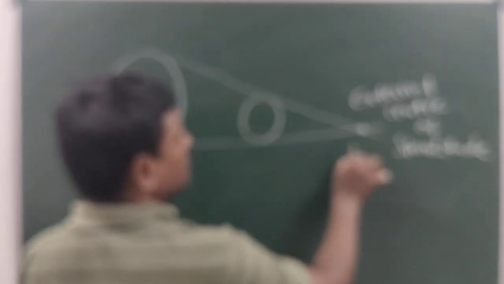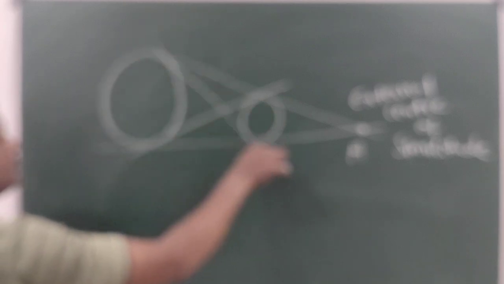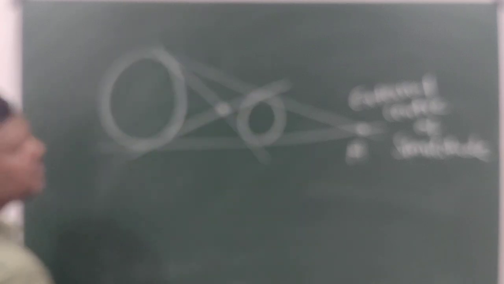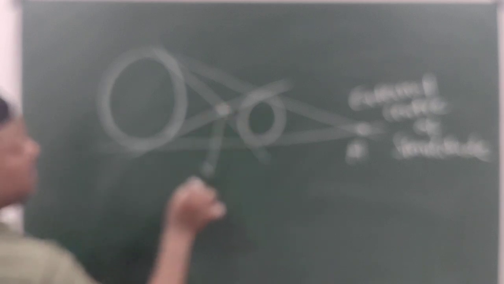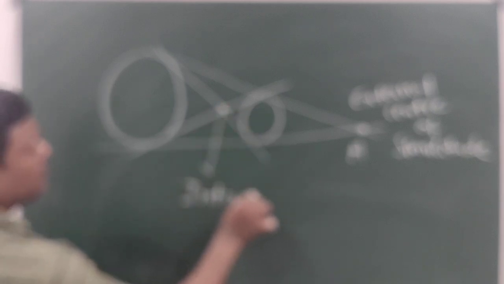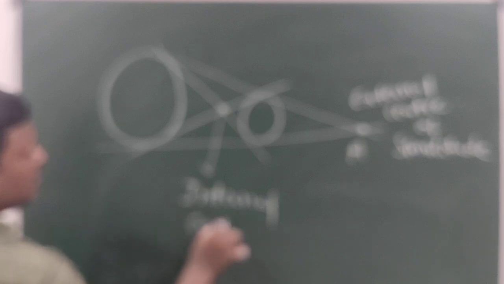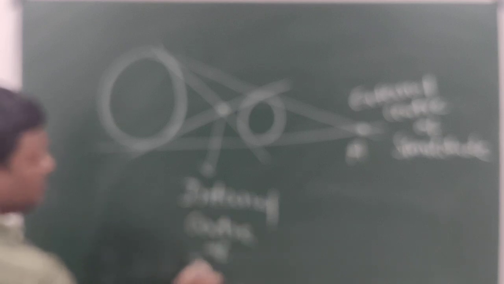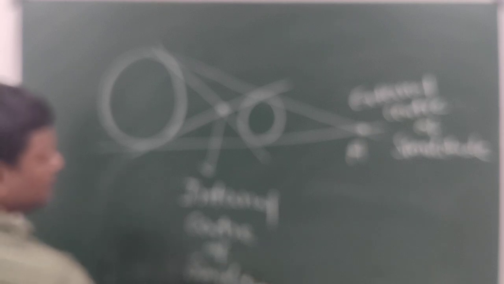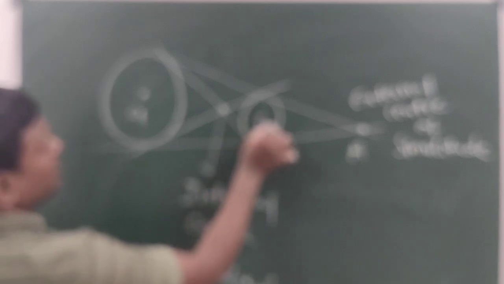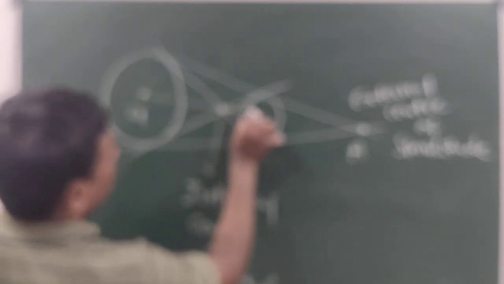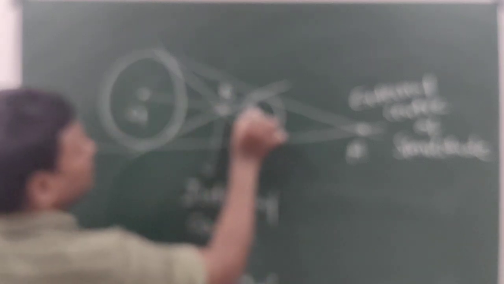You can represent this one with A, and this one is called the point of intersection of the transverse common tangents. This one is called the internal center of similitude. This is the center of the first circle, this is the center of the second circle. C1, internal similitude, let us represent with B. C1, B, C2 and A all will be collinear.